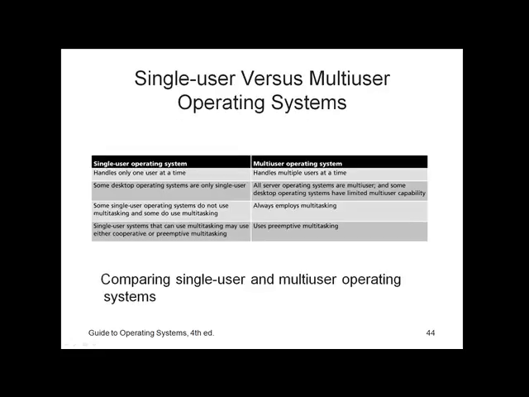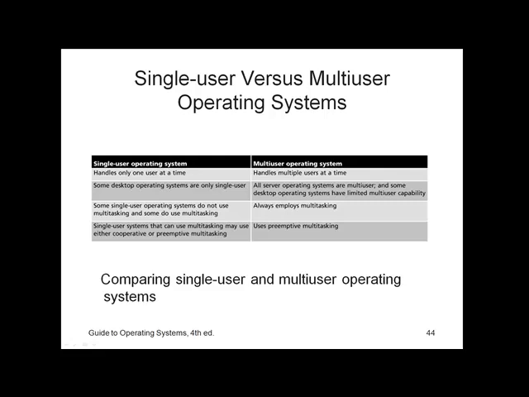It's important for us to differentiate between single-user operating systems and multi-user operating systems. A single-user operating system can only handle one user at a time, while a multi-user operating system handles multiple users at any given moment. Now, some desktop operating systems are only single-user, while all server operating systems are considered multi-user operating systems, and some desktop operating systems even have limited multi-user capability these days.